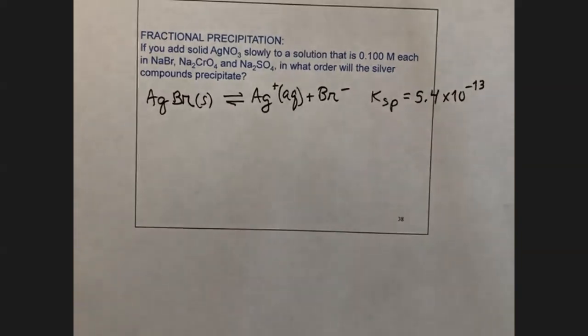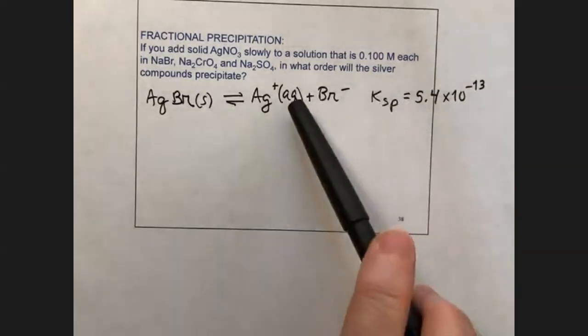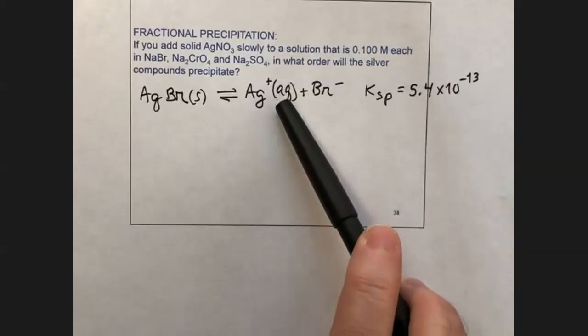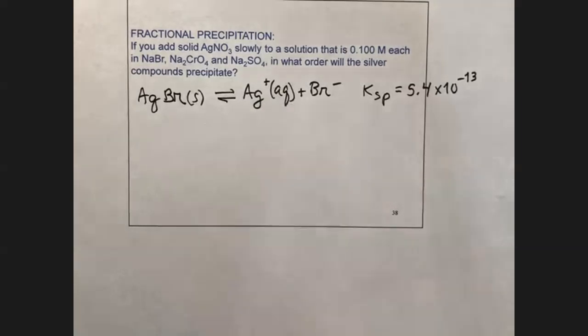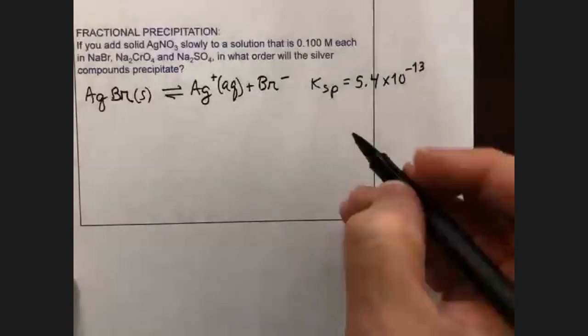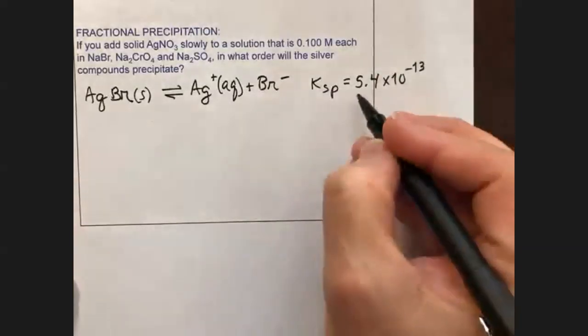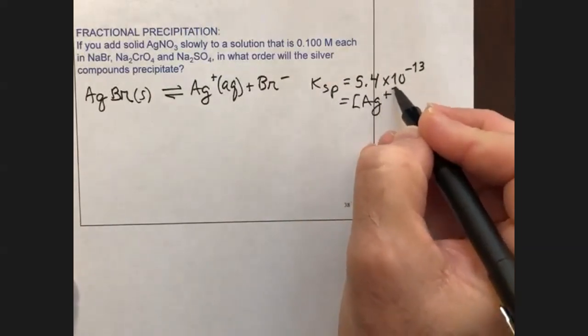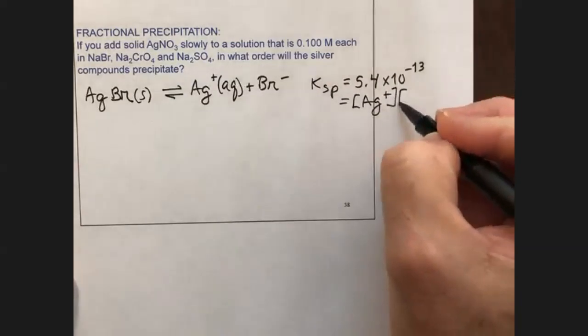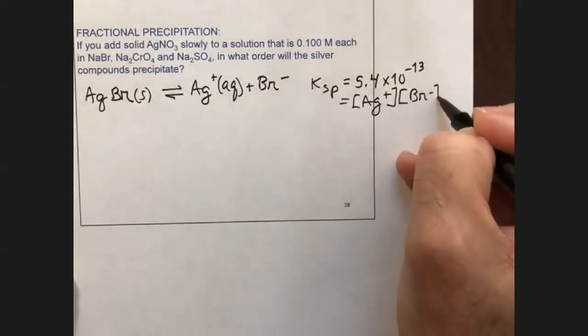And this is very similar to the previous example. You're asking, at what concentration of silver ions will this system be in equilibrium? In other words, at what concentration will this system be saturated, all right? So remember that KSP would be equal to the silver ion molarity times the bromide molarity.